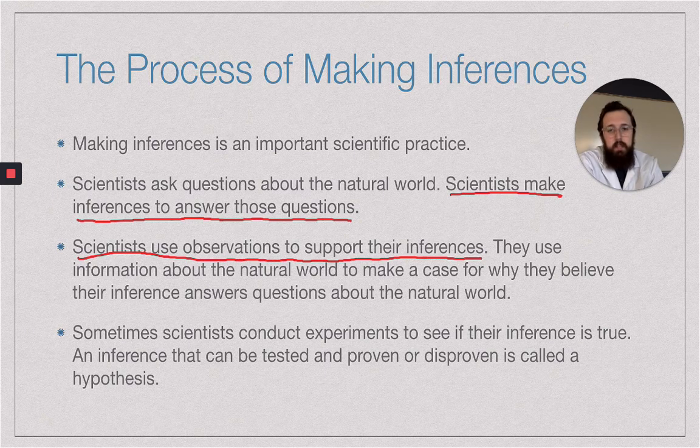Sometimes scientists conduct experiments to see if their inference is true. An inference that can be tested and proven or disputed is called a hypothesis. So, an inference is essentially a hypothesis. It becomes a hypothesis when we test it to see if it can be proven or disproven. So we've talked about what a hypothesis is in our previous lessons. So an inference is kind of like that. You're making an educated guess on what the answer might be. And then if you test it, it becomes a hypothesis. If you don't test it, it's an inference.